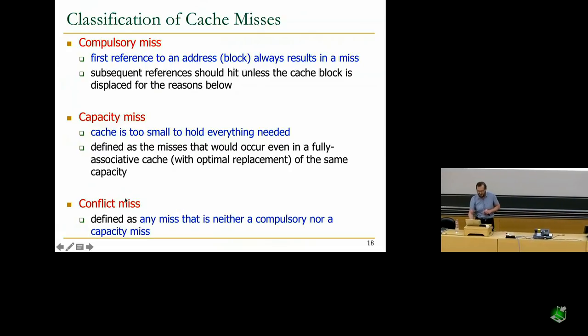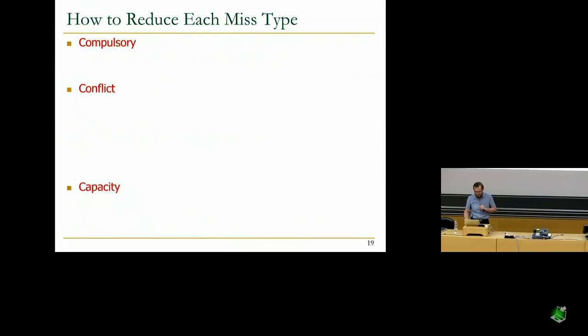So basically, a conflict miss is any miss that is neither compulsory nor capacity in the end. It's an interesting definition, right? But it makes sense. Capacity is defined assuming you're utilizing the full associativity in the cache, and you're still missing on top of that. Okay, so how do you eliminate each miss type? We're not going to go into the detail of this.